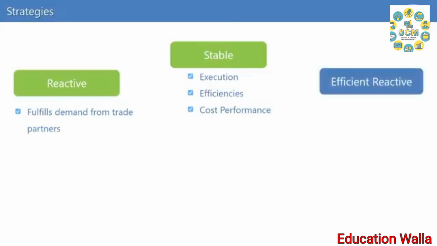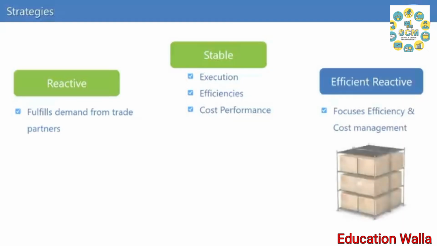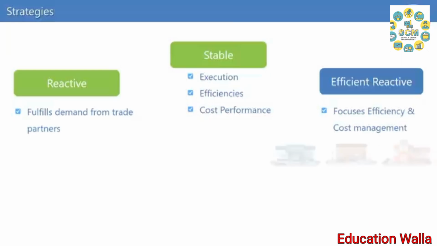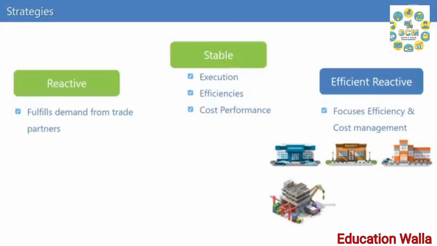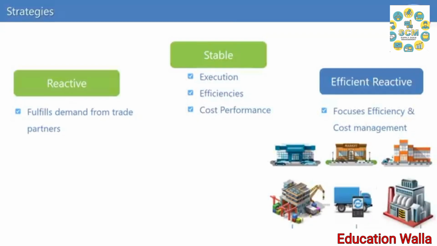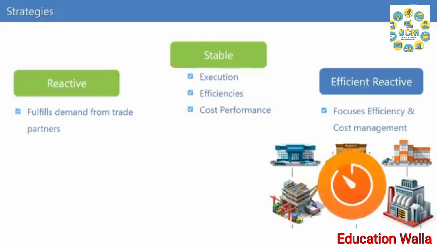Efficient reactive supply chain strategy focuses on the efficiency and cost management of the total delivered cost of finished goods. For example, in supermarket chains, distribution centers, logistics providers, and manufacturers cooperate to replace the goods sold in the shops within less than 24 hours.